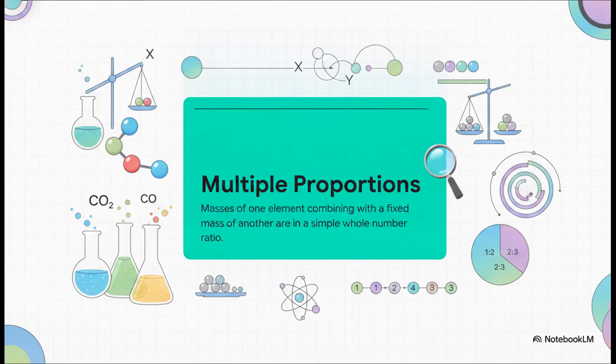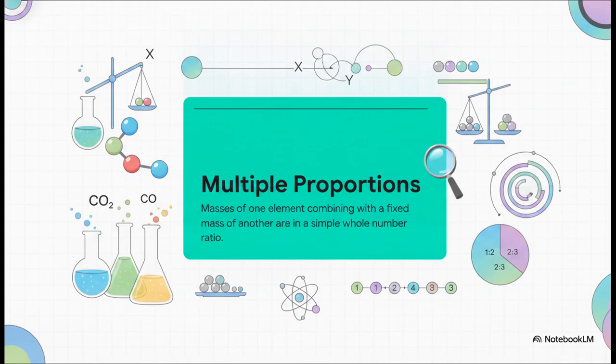Let's look at the formal statement. When two elements combine to form two or more compounds, the different masses of one element, which combine with a fixed mass of the other element, bear a simple whole number ratio with one another. I know that's a mouthful, but the absolute most crucial part here is that trick of fixing the mass of one element. By making one element a constant baseline, you can clearly see the simple whole number relationship of the second element.